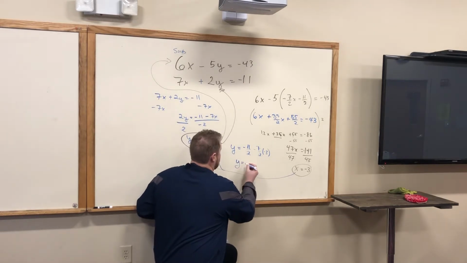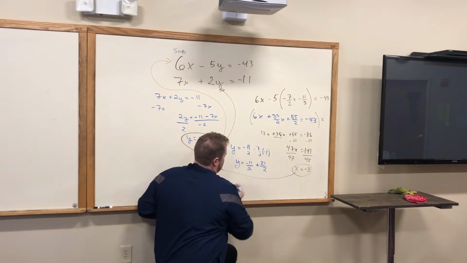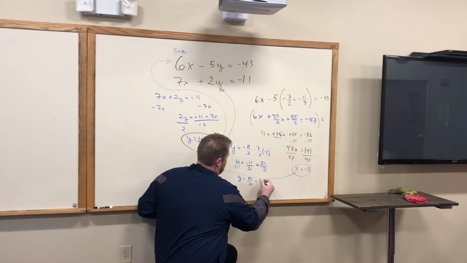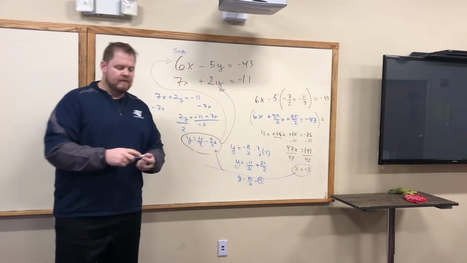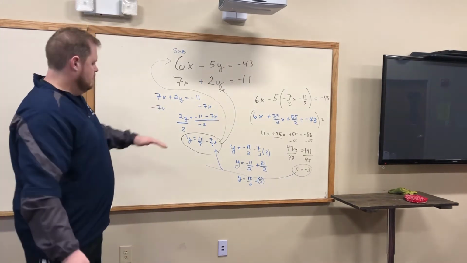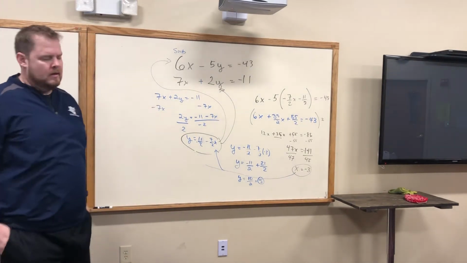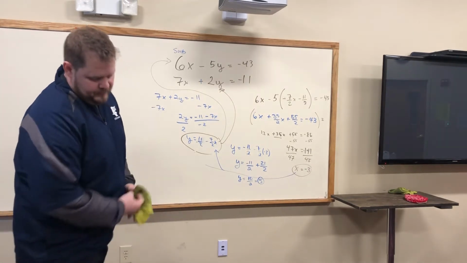Y equals negative 11 over 2, so it's going to be plus 21 over 2. And so negative 11 plus 21 is going to be y equals 10 over 2, which is 5. So negative 3 and 5. And that's how you would do that problem using the substitution method. All right? So that's the first method. Okay, that's the first method.